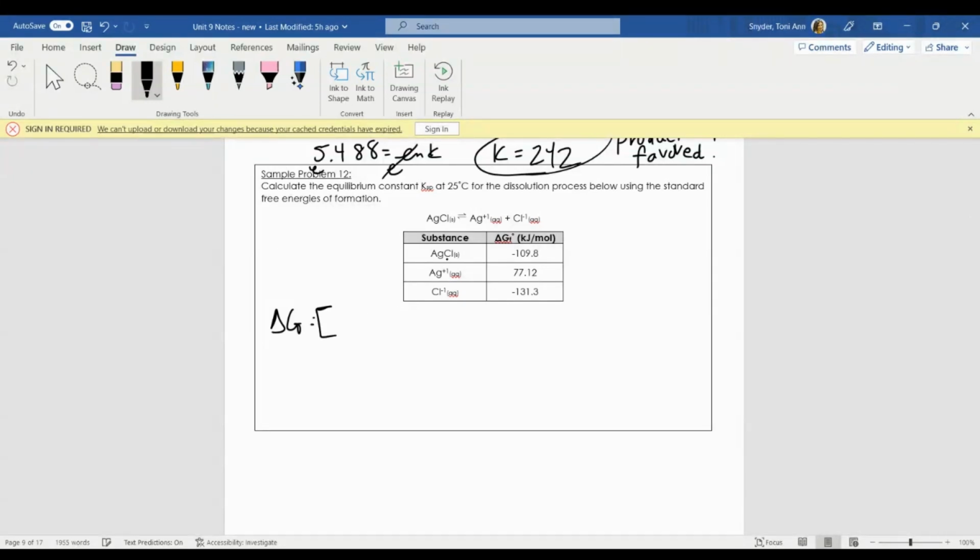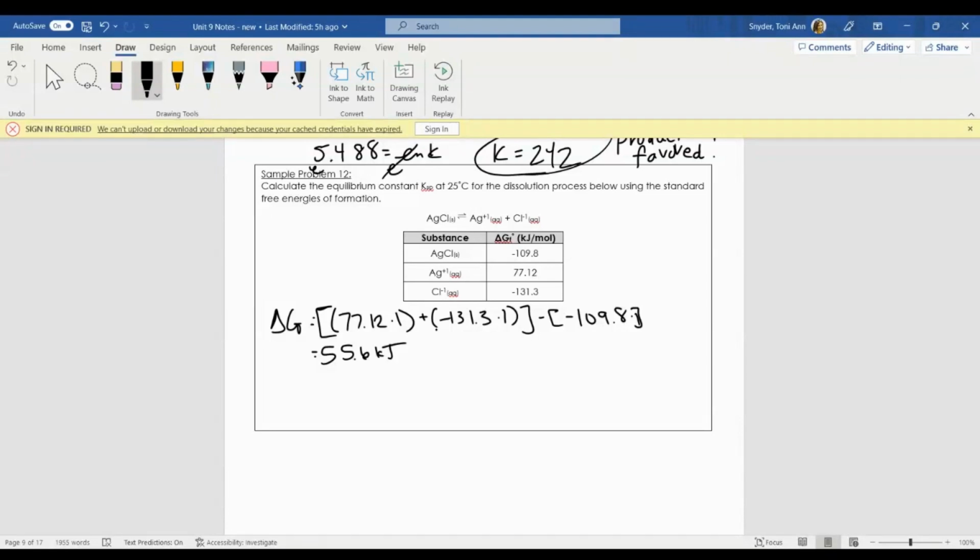That's equal to your products. So I have silver ions, which is 77.12. I'm not going to do units here. I'm just going to multiply that by 1. Add that to the chloride ion, negative 131.3 times 1, minus the reactant, which is negative 109.8 times 1 technically. And your answer should be 55.6 kilojoules.